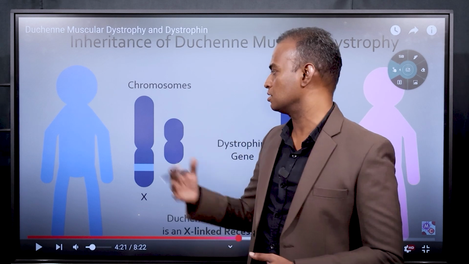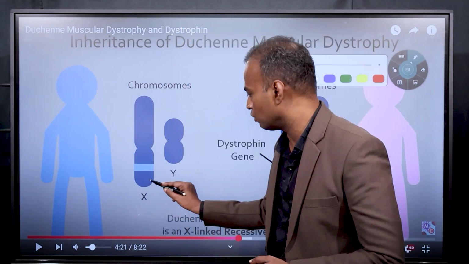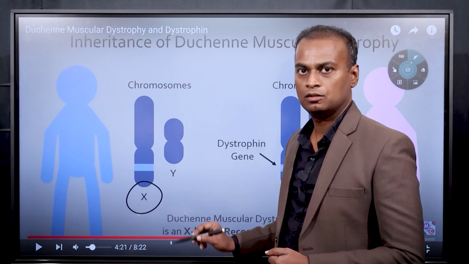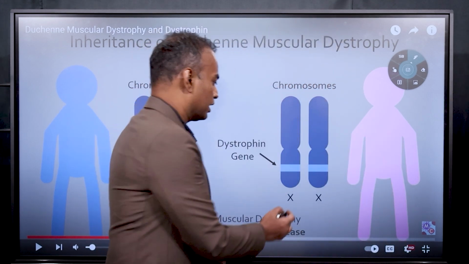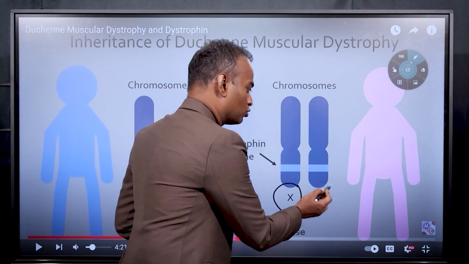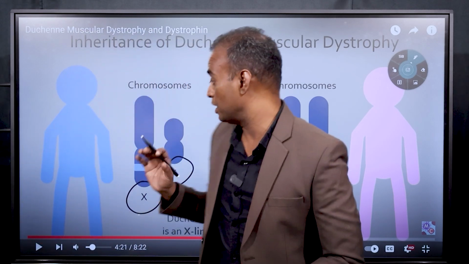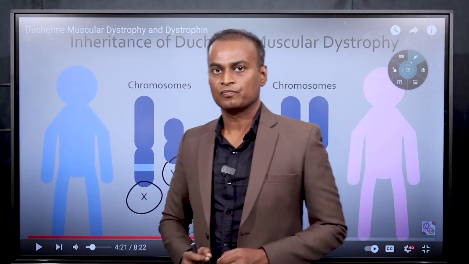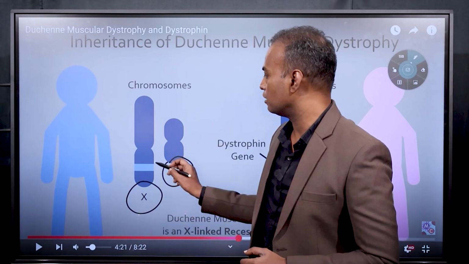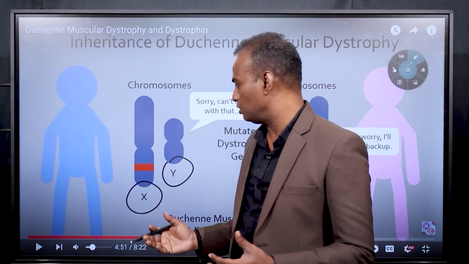Try to understand this. This is male and this is female. You can see that male has one X chromosome and one Y chromosome. In the same way, female has one X chromosome and the next chromosome is also an X chromosome. Females have two X chromosomes, whereas males have one X chromosome and one Y chromosome. For example, if there is a gene located on the X chromosome here, when the gene is defective, I'm marking the gene in red.